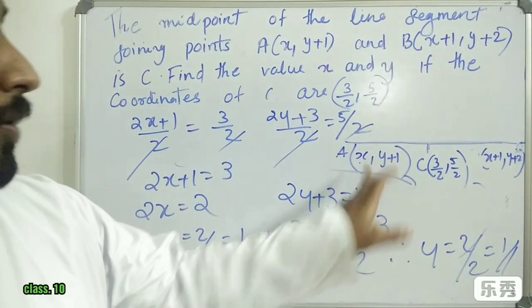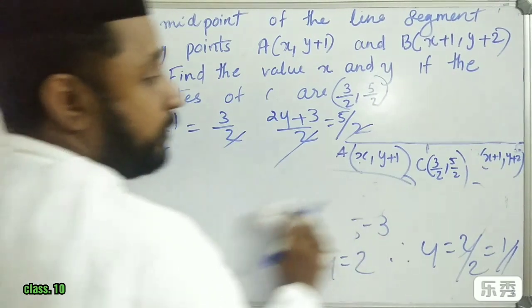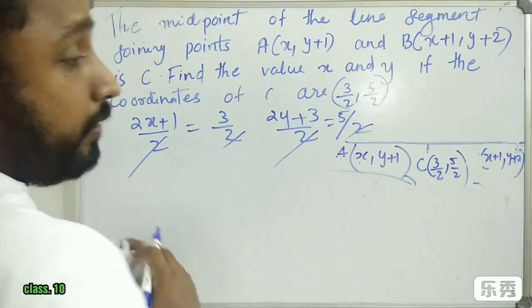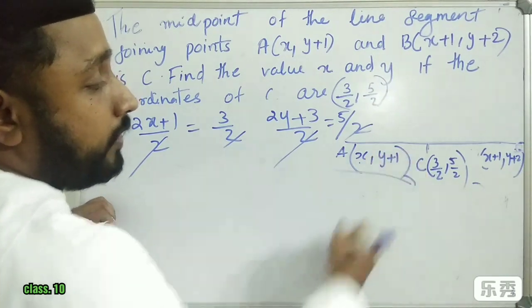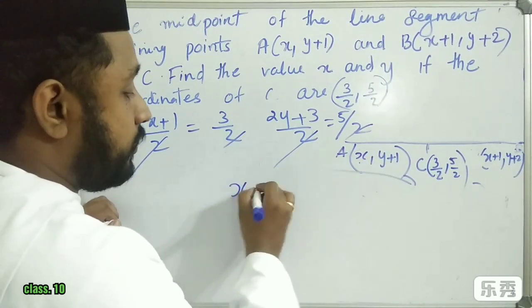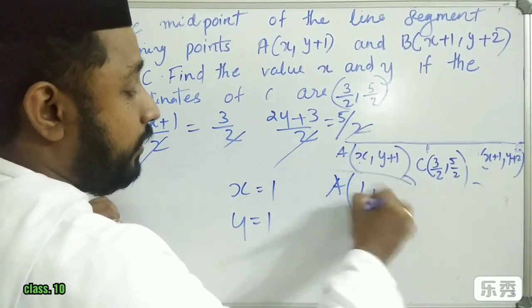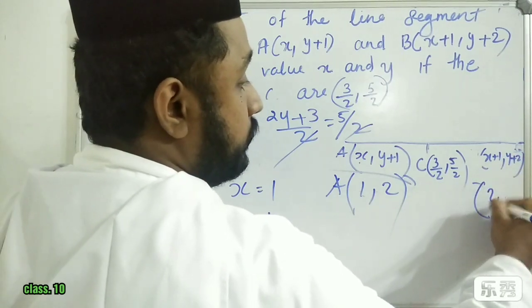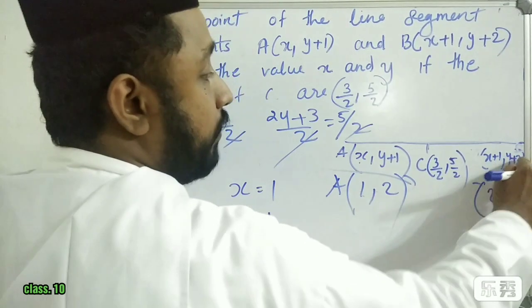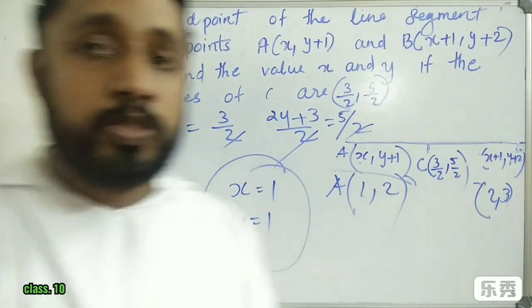So the coordinates are x, y plus 1 and x plus 1, y plus 2. So x is 1 and y is also 1. Coordinates are 1, 1 plus 1, that is 2, and here 2, 3. 1 plus 1, 2, 1 plus 2, 3. The coordinates are 1, 2 and 2, 3, with x equal to 1 and y equal to 1.